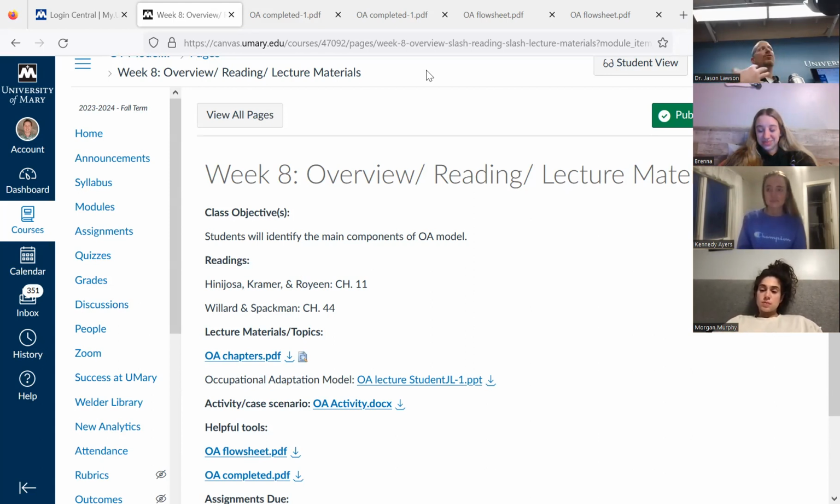So it explains an internal process that everybody goes through when they're learning something new, or when they're faced with something challenging and they need to adapt. And so occupational adaptation: how does a person react? How does a person respond to engaging in an occupation? Okay, and we all have to adapt at times.